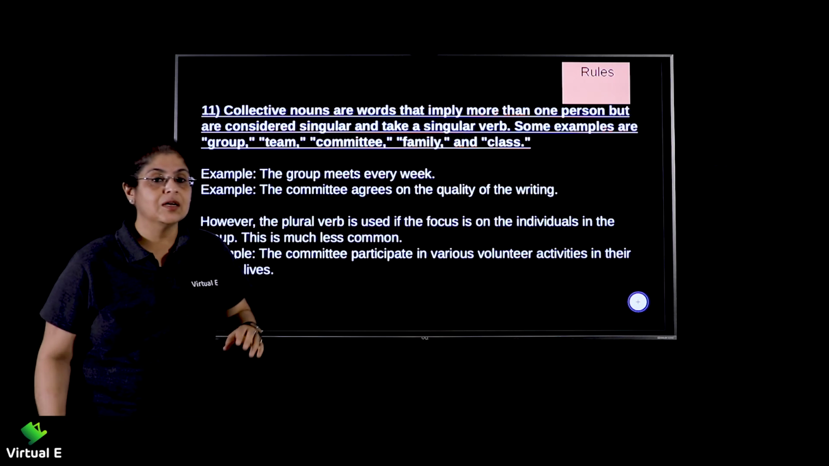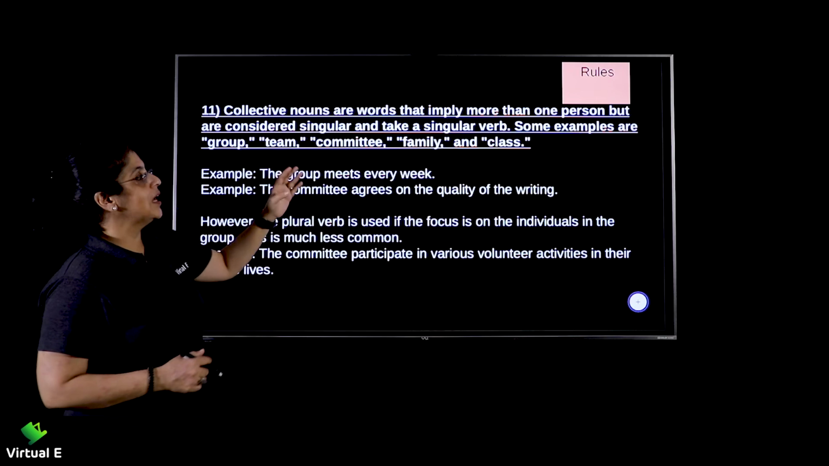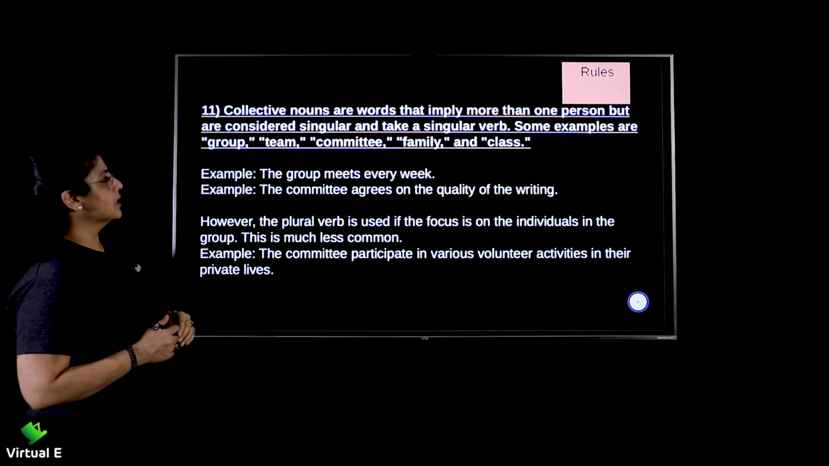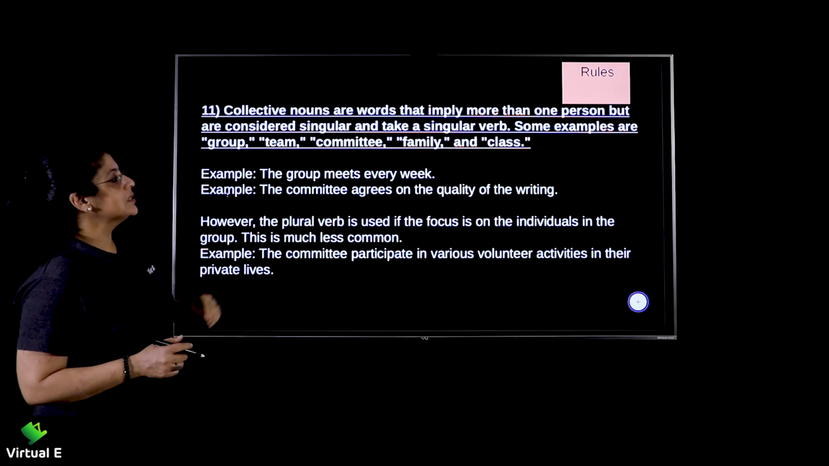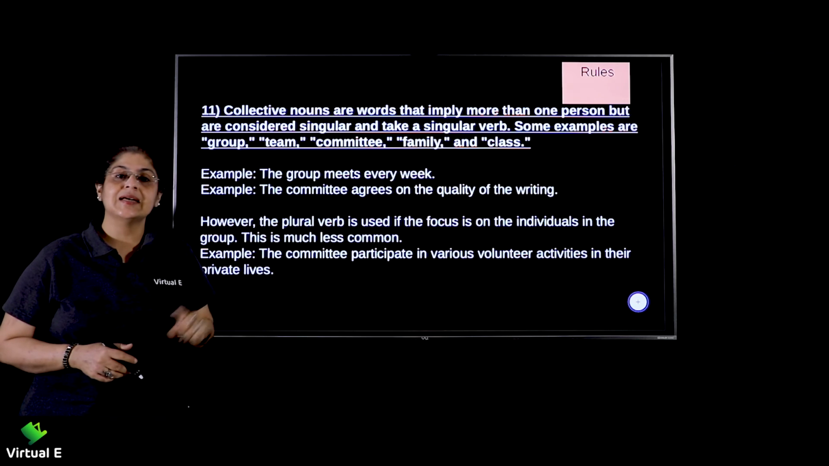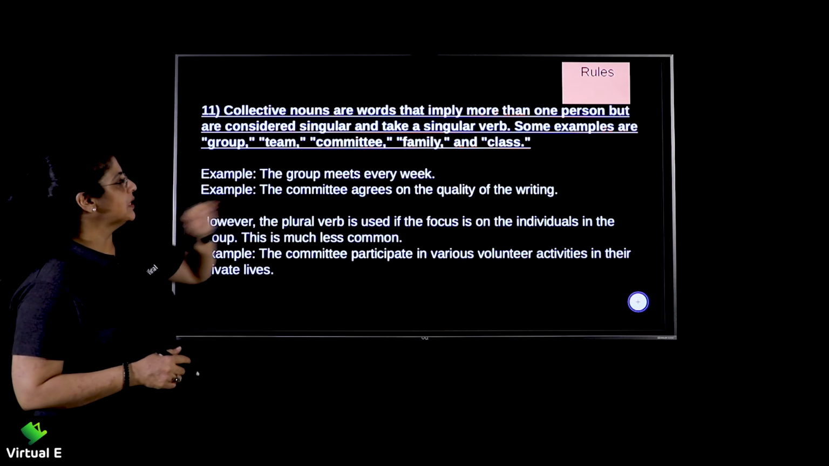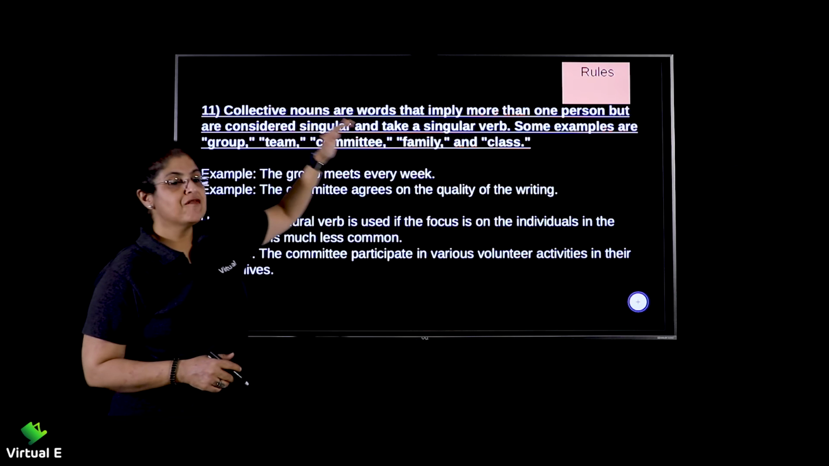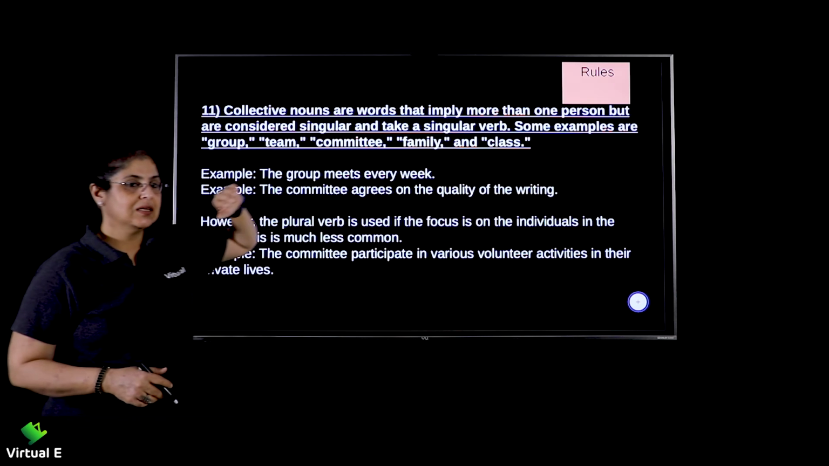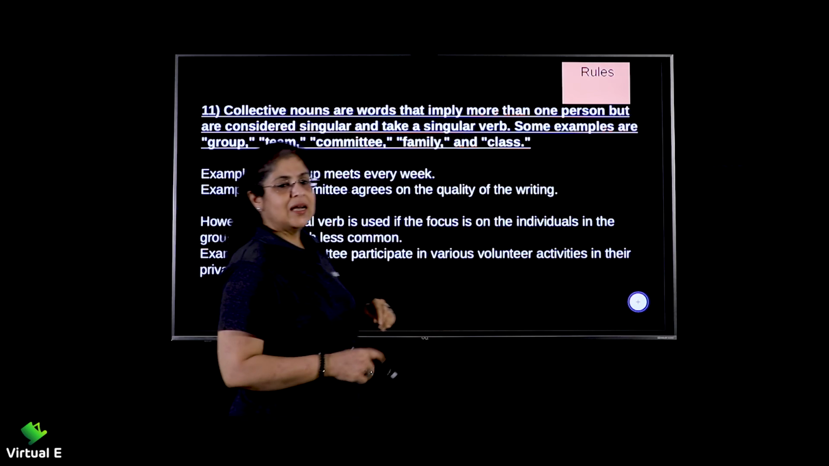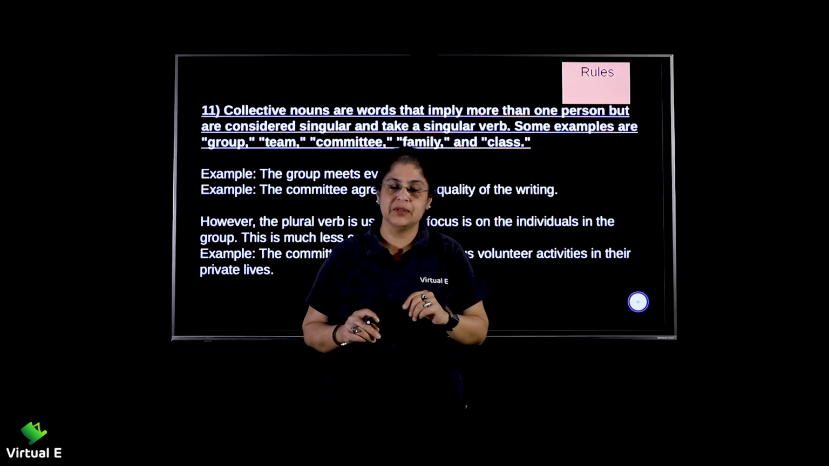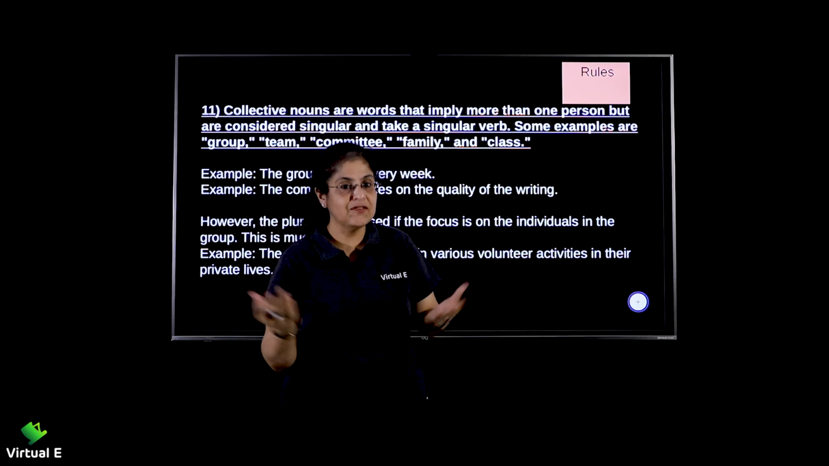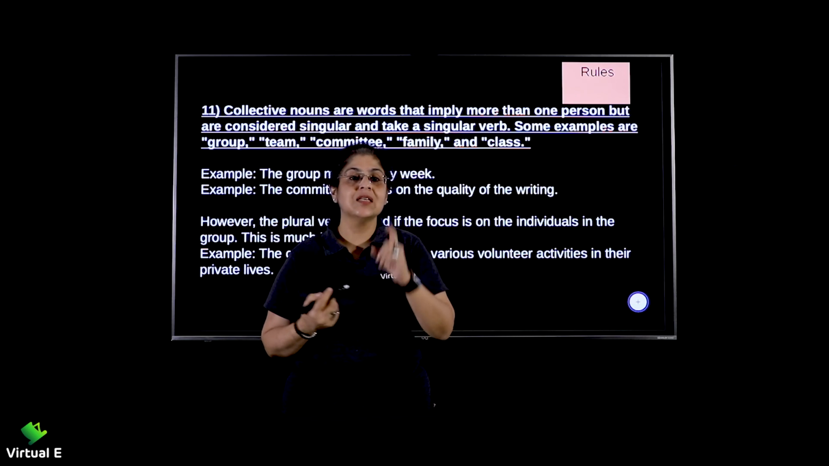Here we are on your last rule. Collective nouns are words that imply more than one person, but they are considered singular and they take a singular verb. Some examples are group, team, committee, family, and class. Talking of collective nouns, I'll tell you a very simple example, right? We all know what is a bouquet. Bouquet means many flowers put together as one.